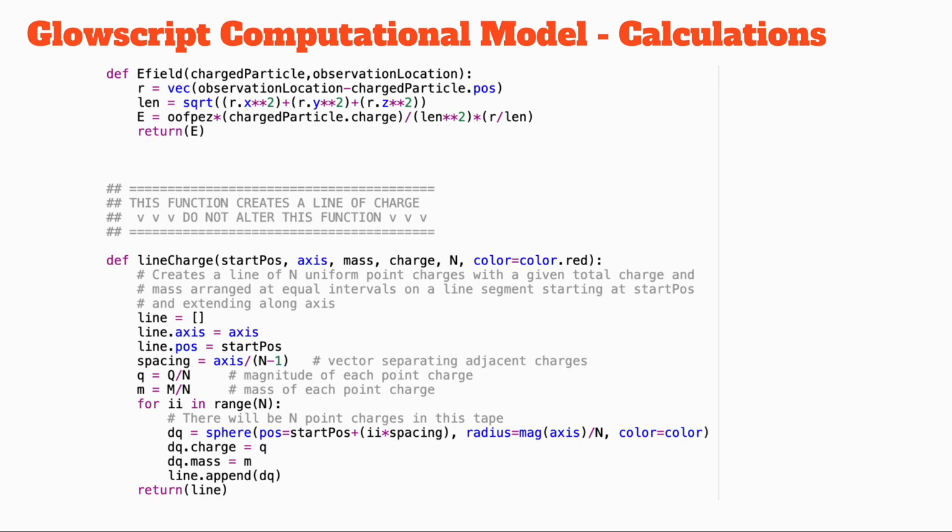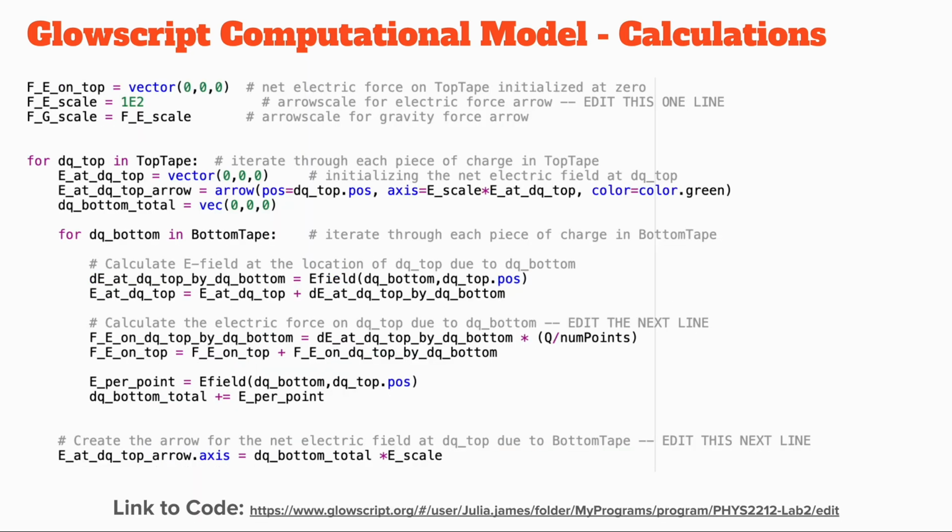For the next part of the code, I defined the calculations for the electric field and the line charge, as shown on the slide. I did this by inputting relevant equations such as the ones identified in the introduction. This last part of the code highlights the loop in which the electric force on each segment of tape is calculated and added together through the superposition principle in order to find the total electric force on tape B.